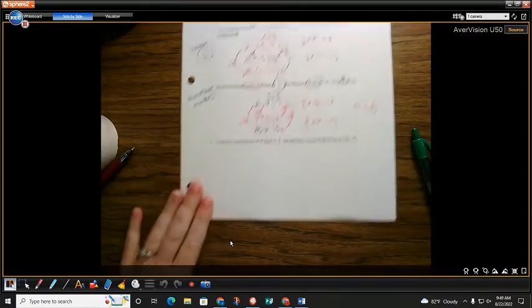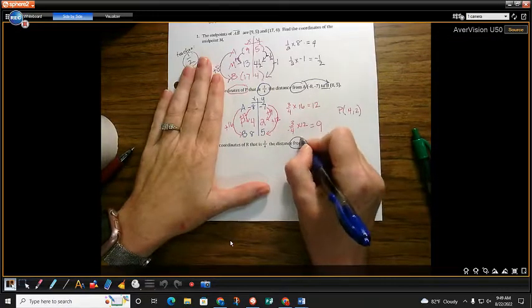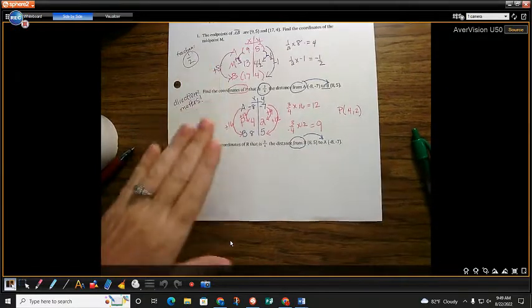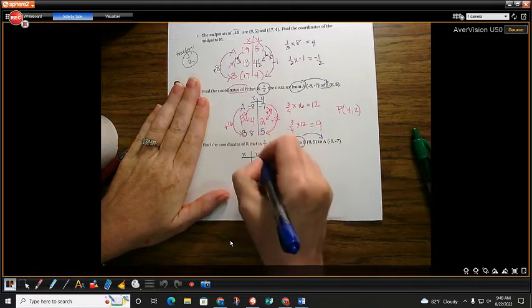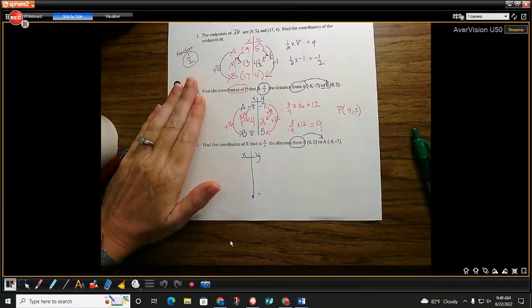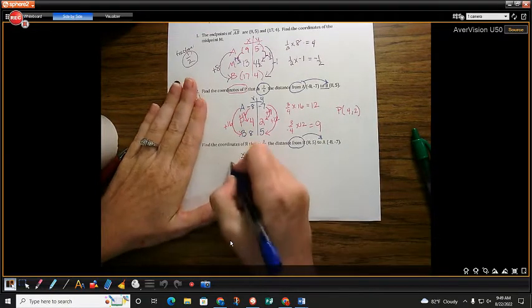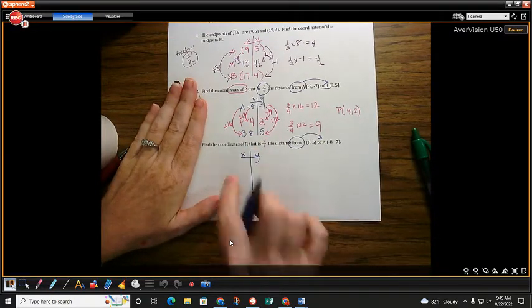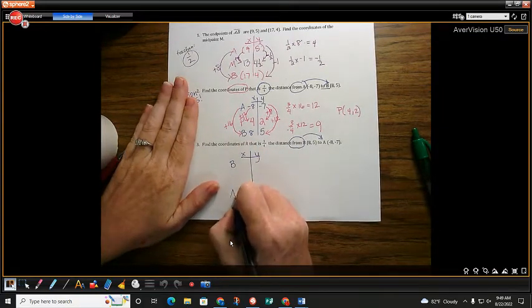So for number 3, does number 3 kind of look familiar? What's it look like? Number 2. It looks like number 2. What's the only difference? I'm going from B to A. So when I find my point, is it going to be in the same spot? It's not. So don't assume. Let's work it out. So remember, put your starting point first. So this time I'm starting at B. I'm going to A.